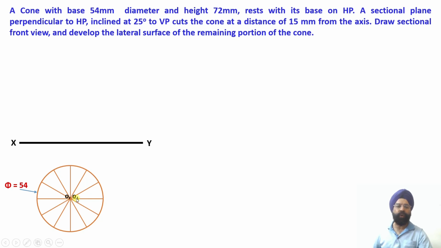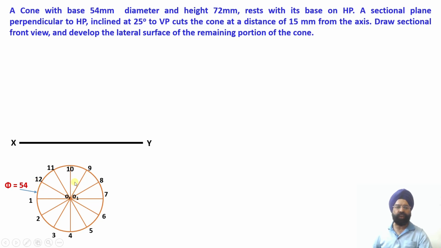So O and O1 are the axis points, where O is the axis point at the apex and O1 is the axis point at the base, right? Now let's mark all the 12 points. So we have marked the 12 points 1, 2, 3, 4, 5, 6, 7, 8, 9, 10, 11, 12 corresponding to the 12 sectors.